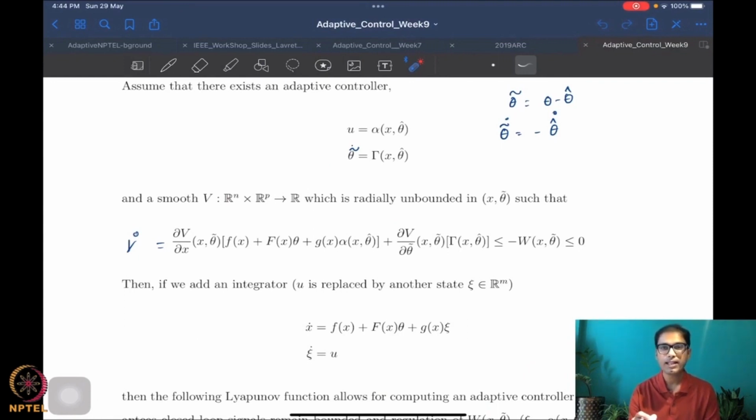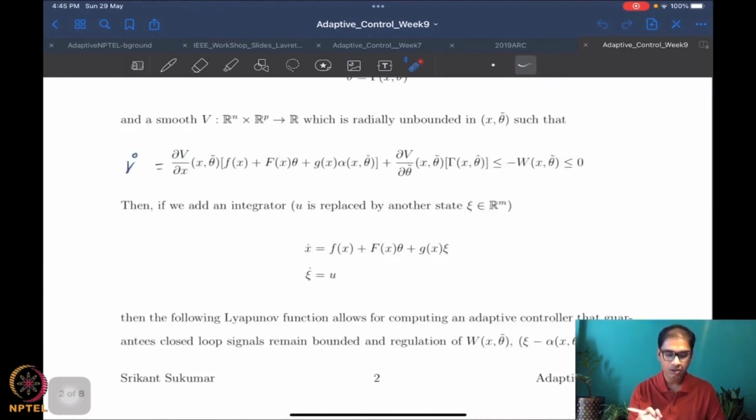Remember again that we are looking at the stabilization problem, but the tracking problem would have been exactly identical. There wouldn't be any significant difference in the tracking problem either.